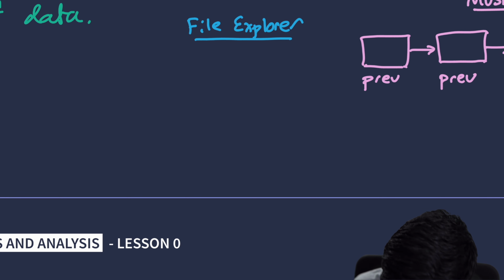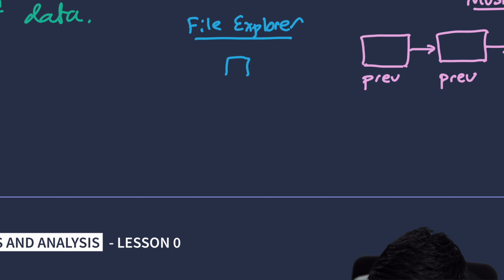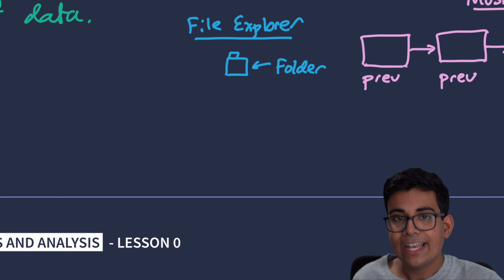So let me draw this out. Let's say I have here a folder that looks like this right over here. Let's say I have this folder, right? This is a folder. And within that folder, I can have many things, right?